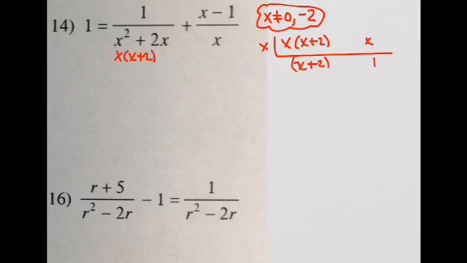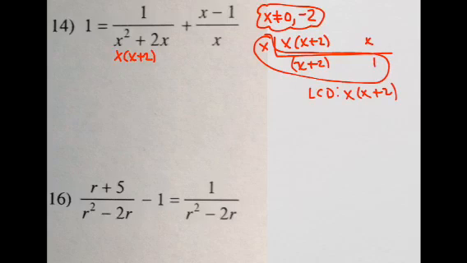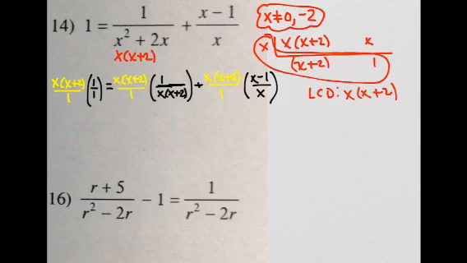And so because the 1 is the only GCF that you have now, after you do that, the LCD would be the product of those three. So that gives you LCD x times x plus 2. Alright, so here's the equation set up with the LCD.